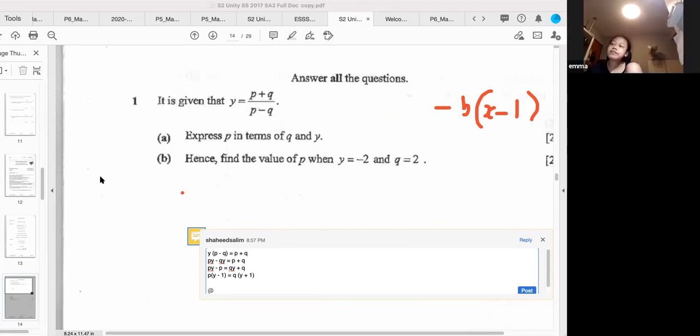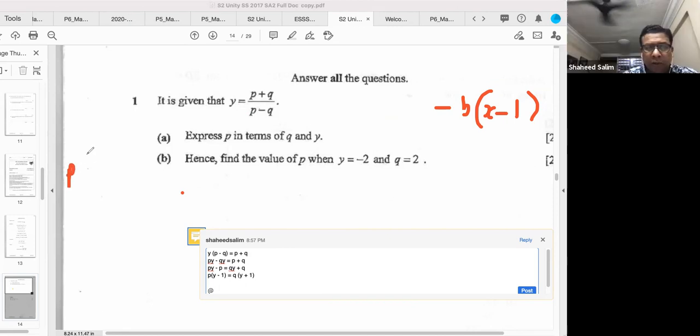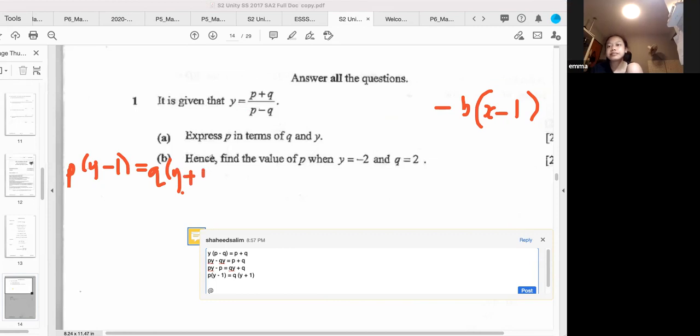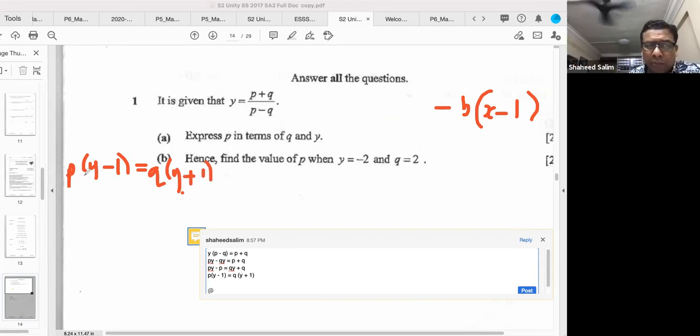Okay. So now we have P. Now it's better now. y minus 1 equals Q times y plus 1. I want to, because this is multiply, like 3P, for example, equals 15. Let's say I want to find what is P. I bring the 3 over there, then it becomes 15 divided by 3, correct?